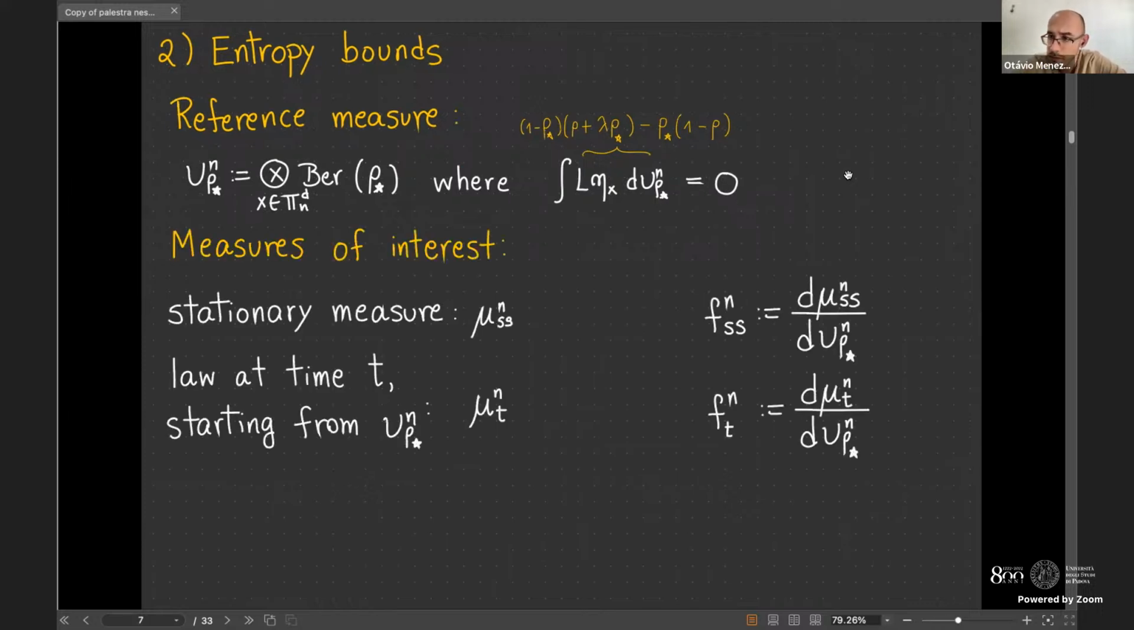So here are the measures that we are interested in. Our goal is to say something about the stationary measure. To arrive at the stationary measure, we are going to start, say, at IID, let the Markov chain run its course, and see what happens with the law at time t. We'll see if we can say anything about its limit. We're going to write things in terms of the Radon-Nikodym densities between the measures we want to look at and this reference IID measure.